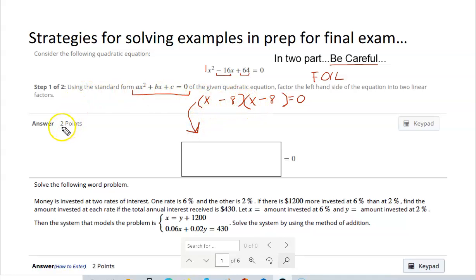Now, there is a 2-step part to this. They're then asking you to say, what are the values of x? I don't have that written here, but you would then equate each of these factors to 0 using a shortcut here. So solving this, the negative 8 goes to the other side as a positive 8. So you get here x equals 8. And here, since it's the same, x equals 8. Now, when you get 2 answers that are the same, you only need to write it once.